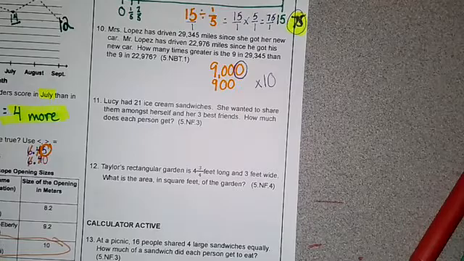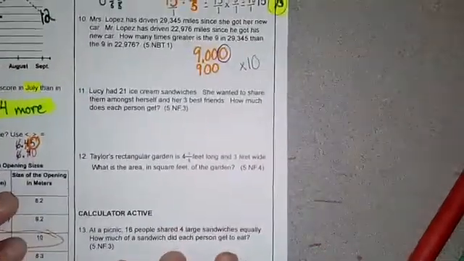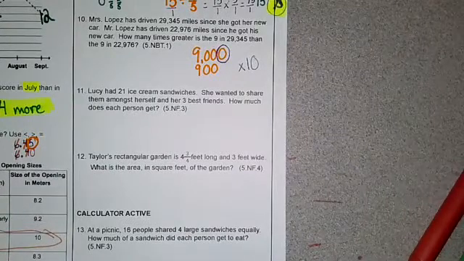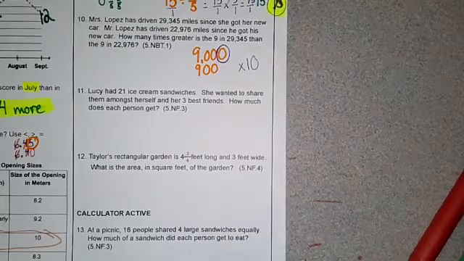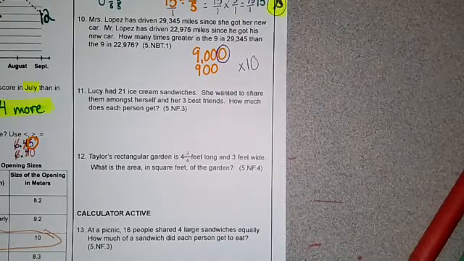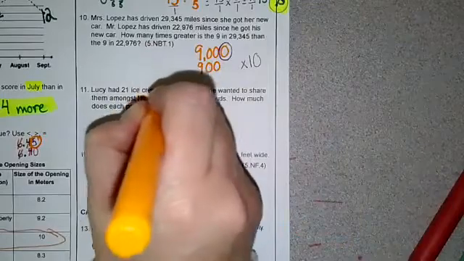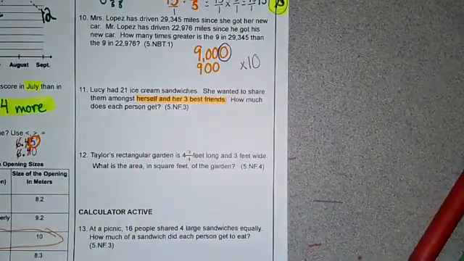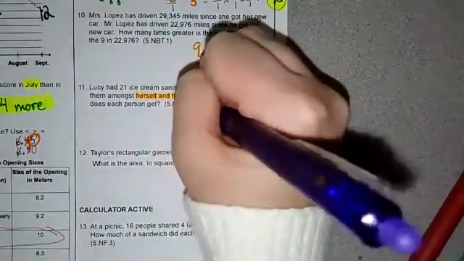All right. Lucy had 21 ice cream sandwiches. She wants to share them amongst herself and her 3 best friends. Wyatt, how many people is herself and her 3 best friends? That's 4 people. Highlight that. Herself and her 3 best friends is 4 people.